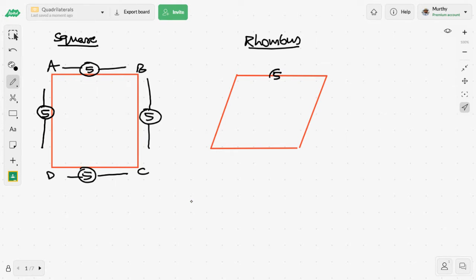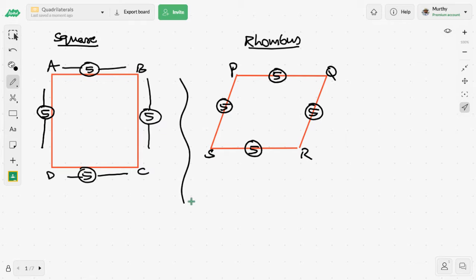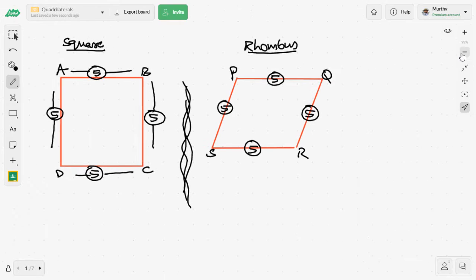So here I'm taking 5 inches, and this is also 5 inches, and this is also 5 inches, and this is also 5 inches. This is P, Q, R, and S. Basically, you see that in both figures, all the four sides are equal. In a square all four sides are equal, and in a rhombus all four sides are equal. Then what is the difference between these two?